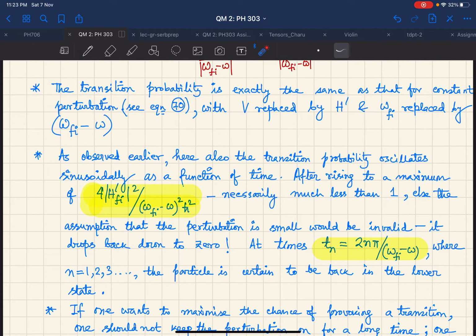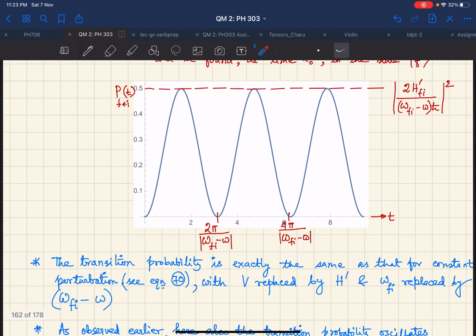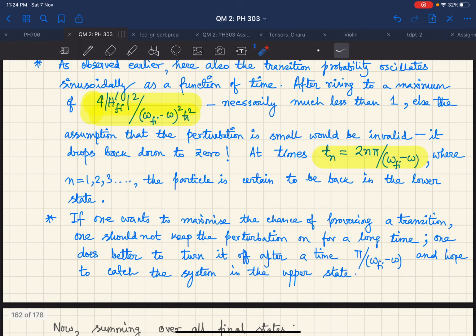And also you note one thing, exactly similar to the case of constant perturbation, the zeros actually occur at 2 pi by omega Fi minus omega, 4 pi by omega Fi minus omega. Earlier, in case of constant perturbation, this omega was not there, so it was just 2 pi by omega Fi. But now that our frequency is this omega Fi minus omega, Tn, the zeros of this oscillatory function, will occur at 2n pi by omega Fi minus omega, where n can take values 1, 2, 3.